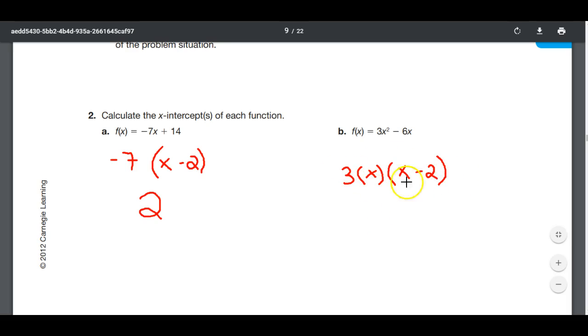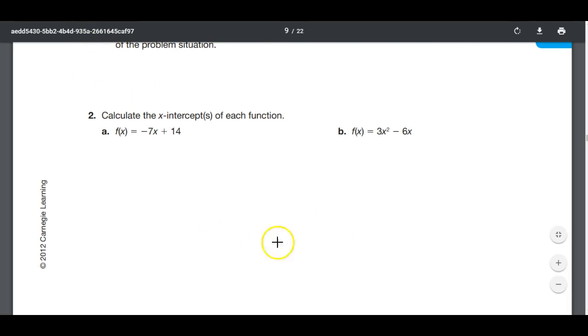So what would turn this into 0? Those are my x-intercepts. So obviously if that x was 0, then we would have a function whose multiplied-out value is 0. And then here we have x minus 2, so I have a second 0. If this was +2, 2 minus 2 is 0. So those would be my 2 x-intercepts for that function.